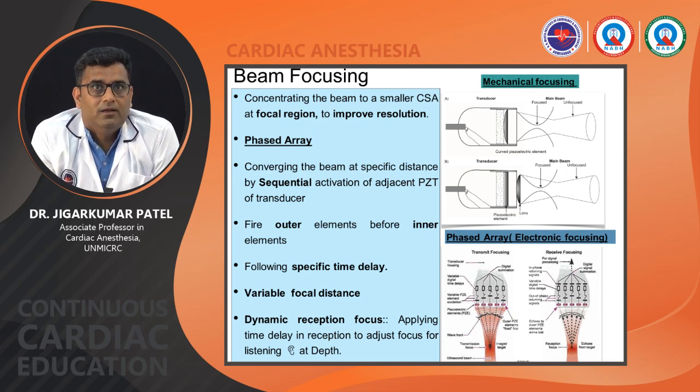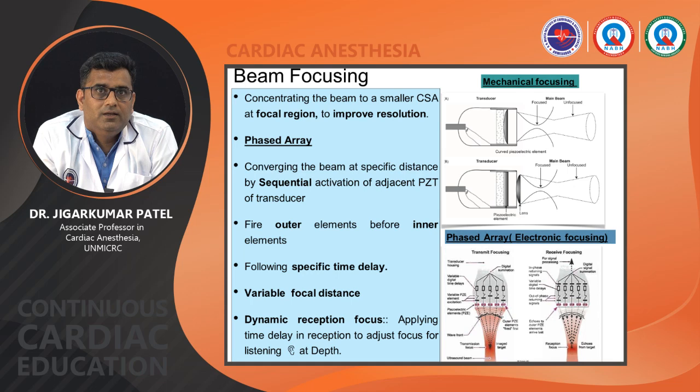Now beam focusing is concentrating the beam to the smallest cross sectional area at a focal region to improve resolution. This ultrasound probe uses two types of beam focusing method. One is mechanical and the second is electrical. In mechanical focusing, there are two types. Either they arrange the PZT in a conical shape, or they use an acoustic lens to focus this beam.